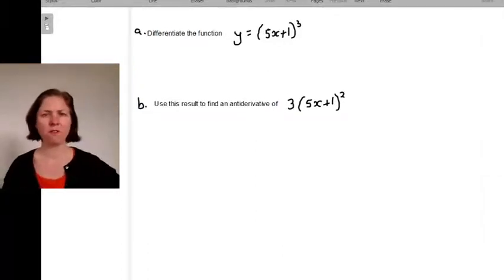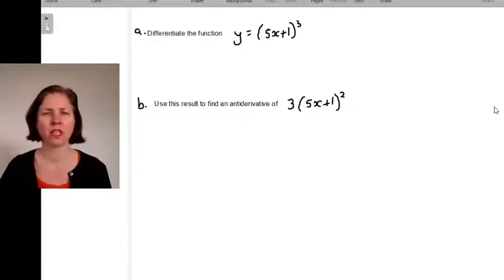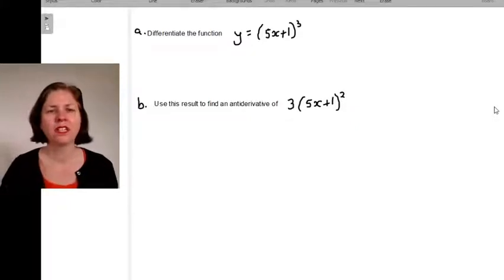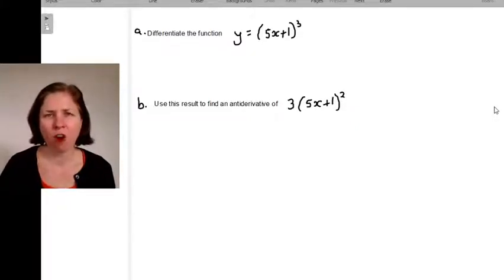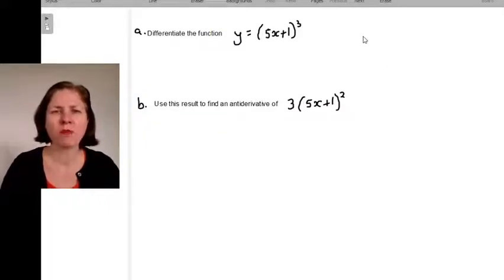So we're going to differentiate the function y equals (5x plus 1) cubed. And then in part B, we're going to use that result to find an antiderivative of what we can see there, 3 times (5x plus 1) squared. So let's just do the first part. We need to differentiate this function here.